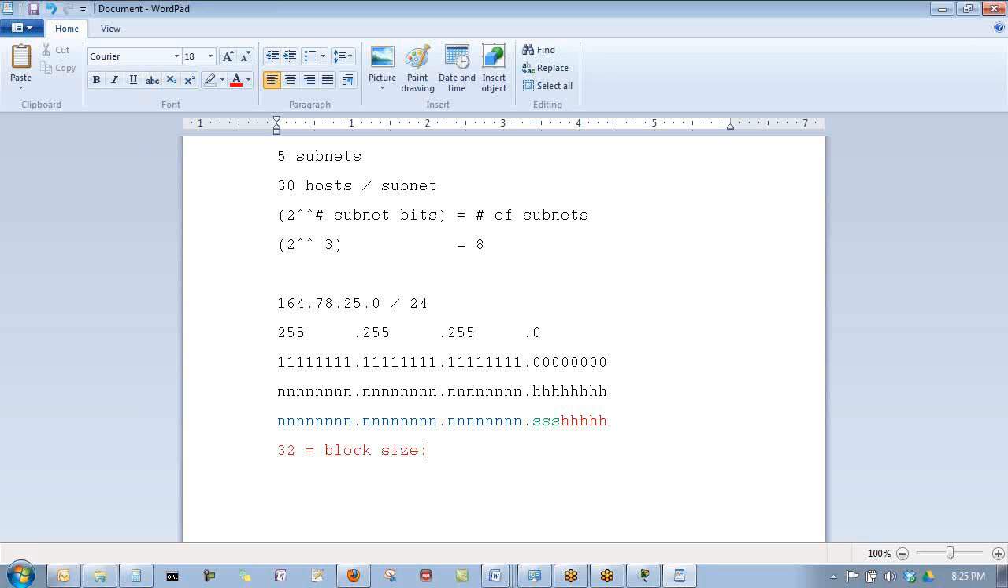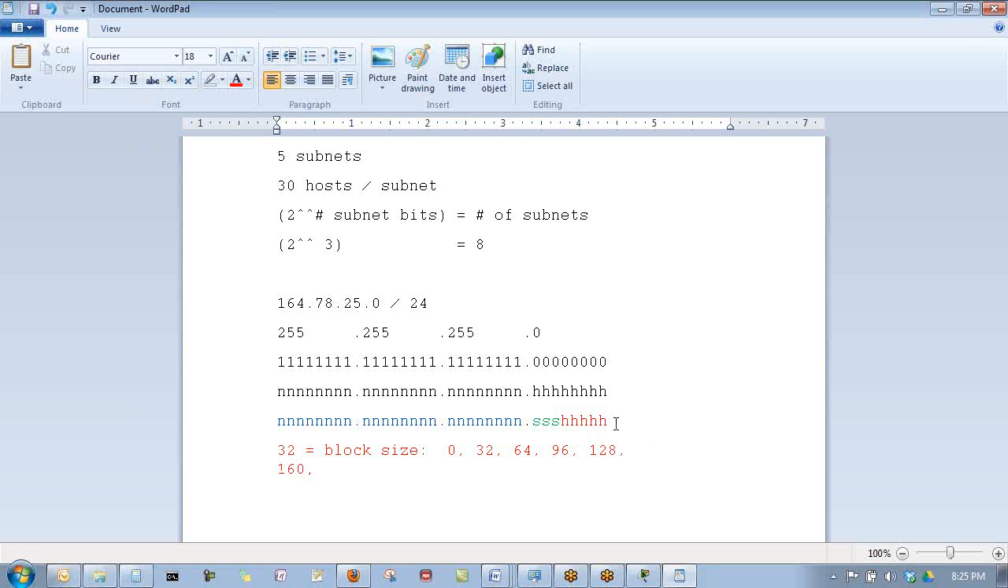And as such, my blocks are going to be 0, 32, 64, 96, then 128, then 160.